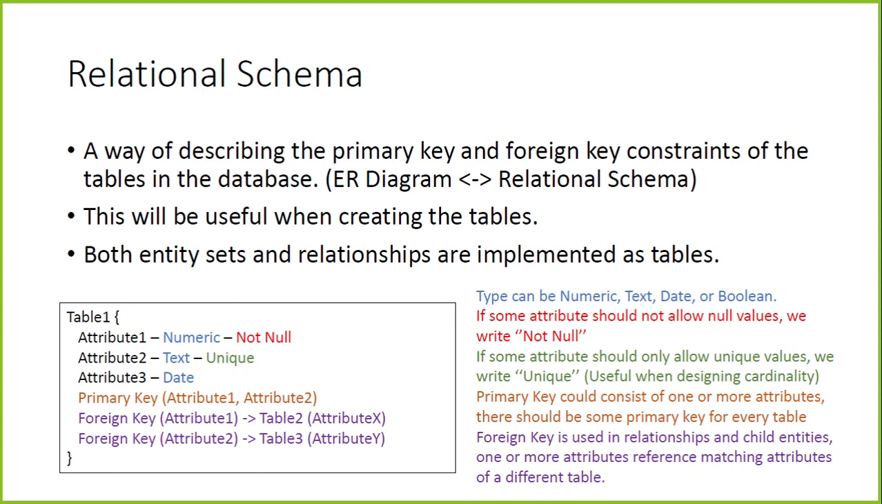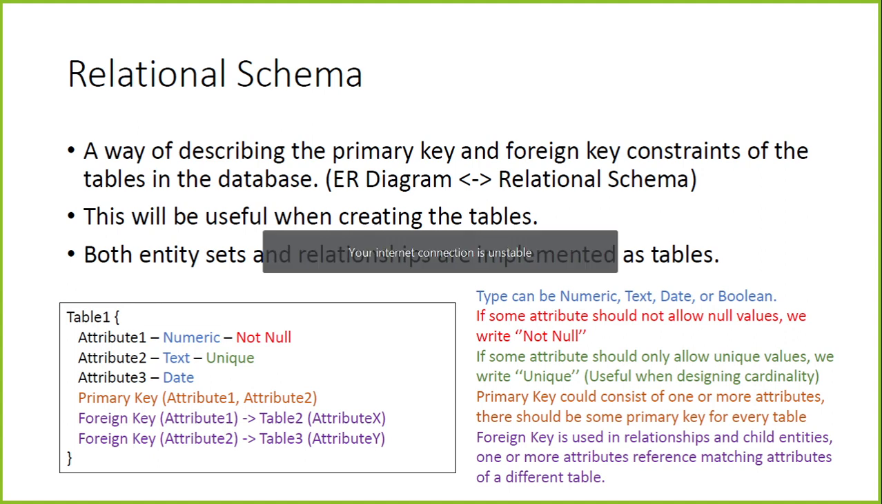So the primary key is going to be one or more attributes, but for every table, we need to have some primary key. So for entity sets, in the ER diagram, we were showing the primary key. But for the relations, we were not showing the primary keys explicitly in the ER diagram. In these relational schemas, we are going to also talk about the primary keys of the relationships. And there is also the concept of foreign keys.